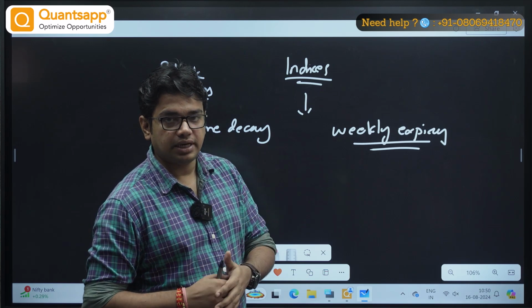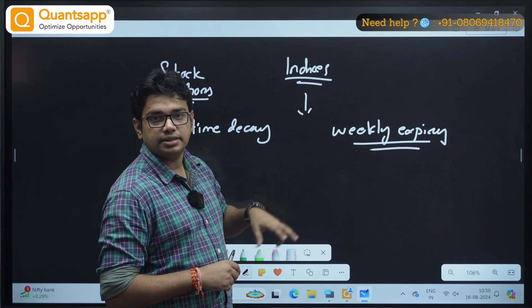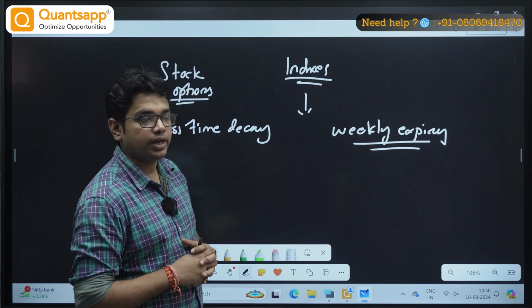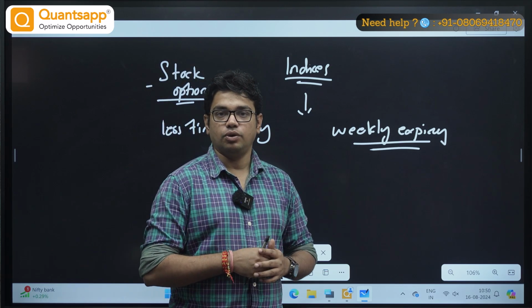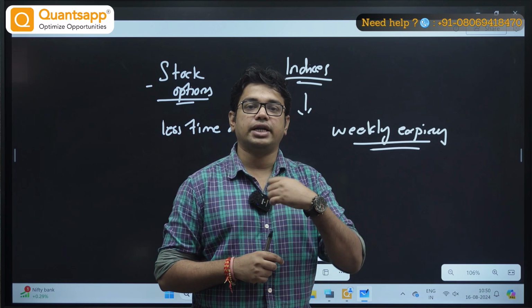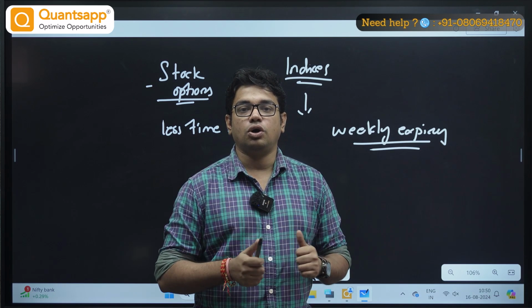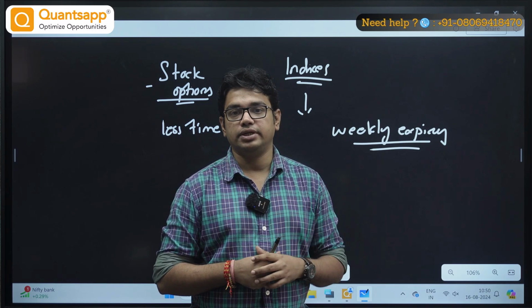But there are some disadvantages. The first and most prominent one is that in indices there is huge liquidity, and many of the stocks are illiquid. That is why there is a problem with stock options. So before trading stock options, one should always check the liquidity, at the liquidity finder.